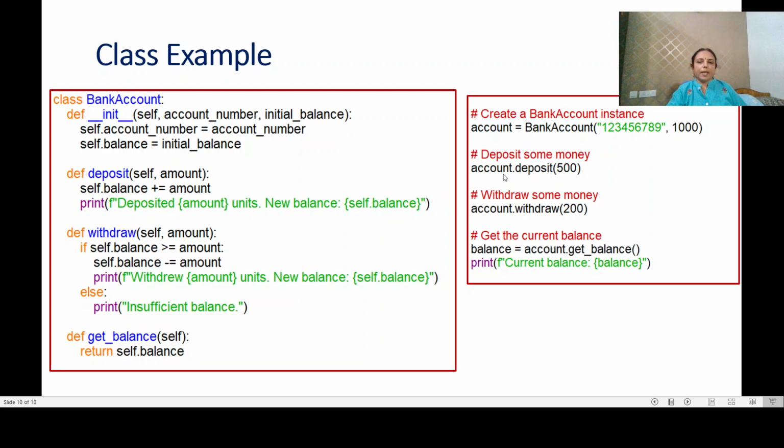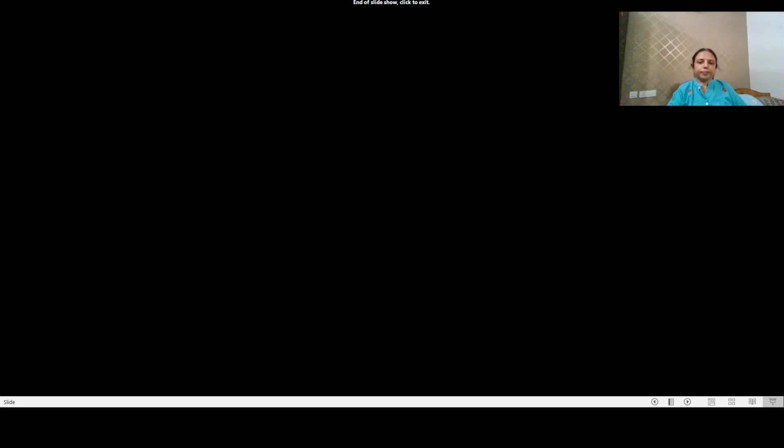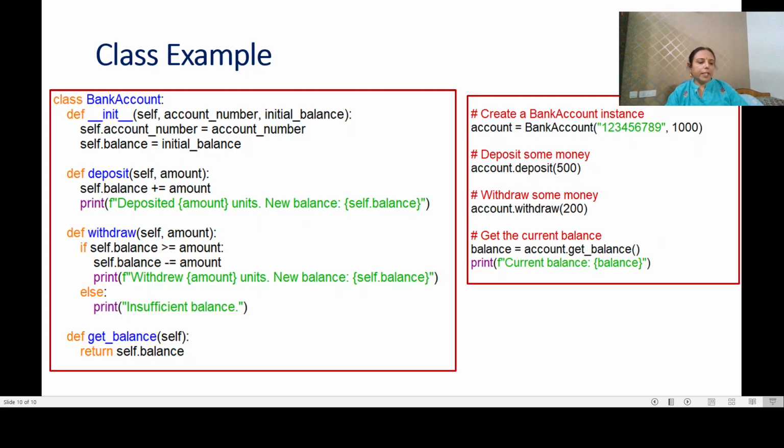So I will be accessing account.deposit where I am putting the amount as 500. Similarly, I can access account.withdraw and I will supply some value. And to get the balance, I will be calling the function account.get_balance. So it will return some value. I'll store it in balance and I will print that. So that is about classes and objects.